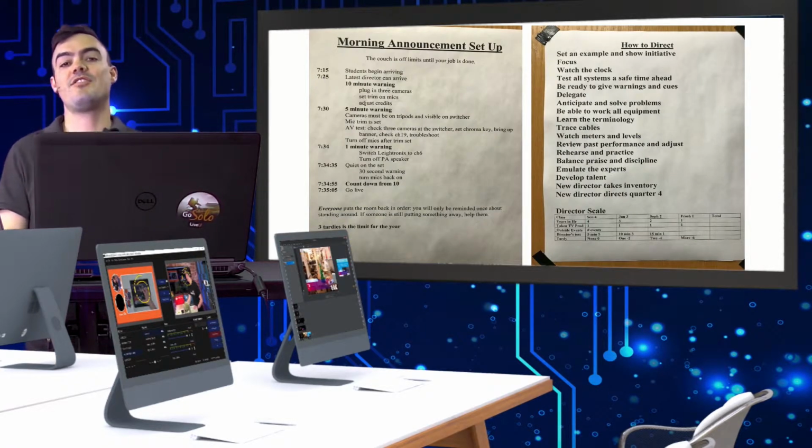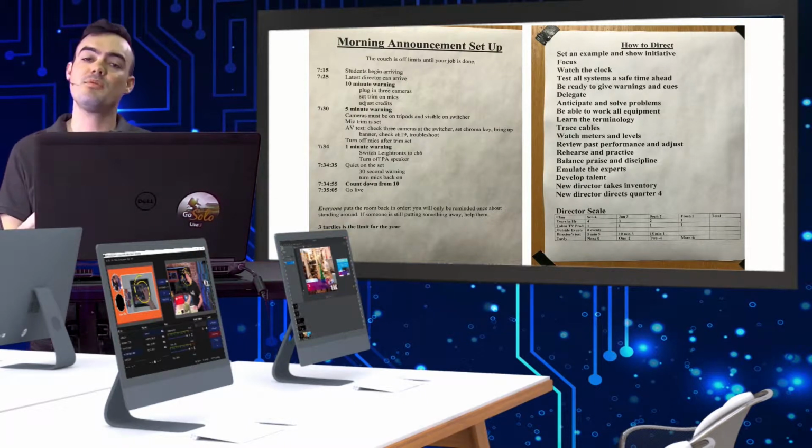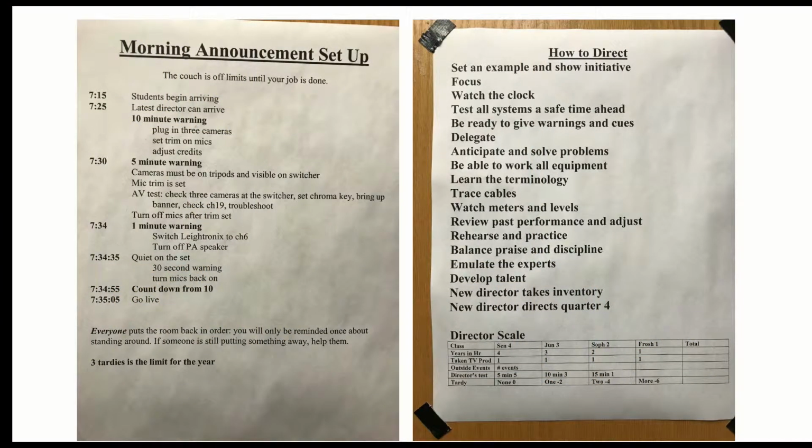Really, I think one of the best, and I wanted to make a quick note of some of the things that they're doing in their broadcast club to increase responsibility and really make sure that everyone's on the same page. So the first thing they have here on the right-hand side is they have the morning announcements set up, right? So they have, obviously the couch is off limits until the job is done. Little things like that, making sure that things are all right. And they even have a tardiness policy that we'll talk about.